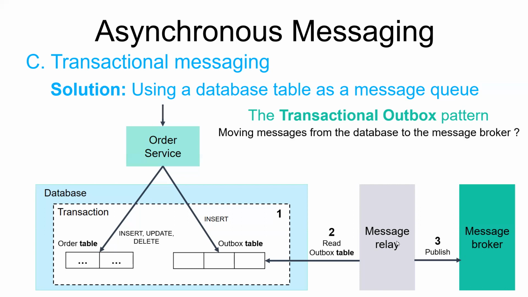There are a couple of different ways to move messages from the database to the message broker. We will look at each one of them: publishing events by using the polling publisher pattern, and publishing events by applying the transaction log tailing pattern.